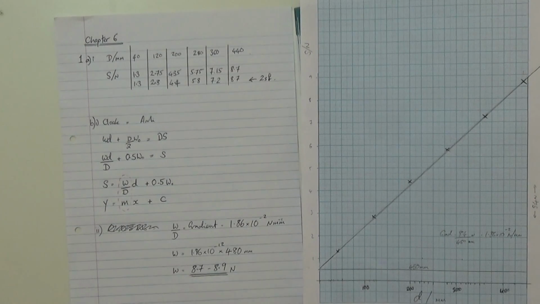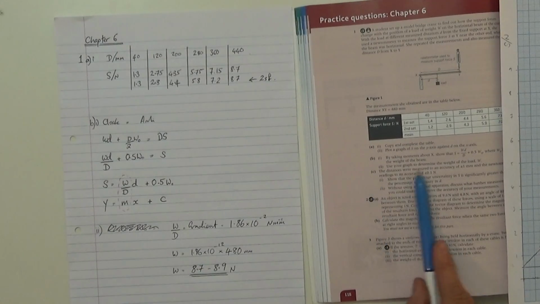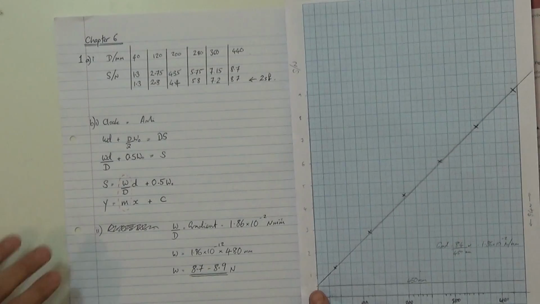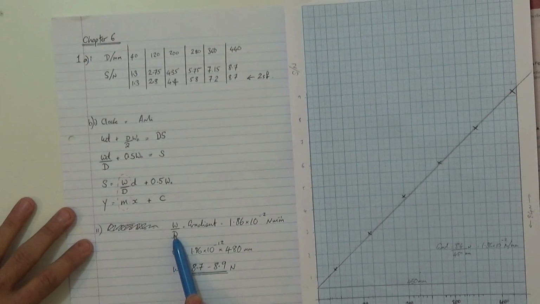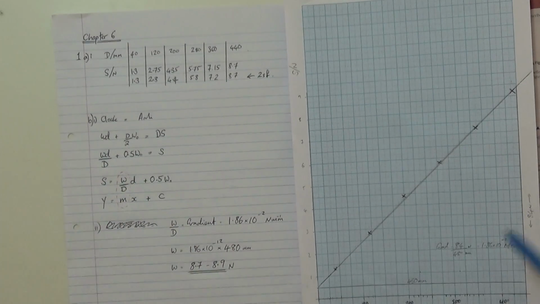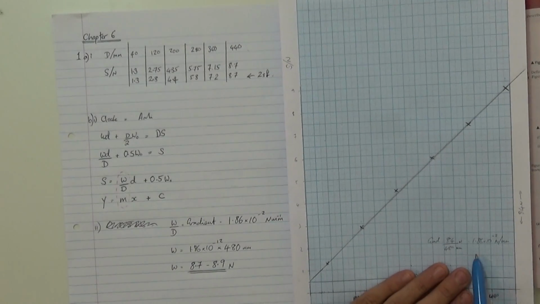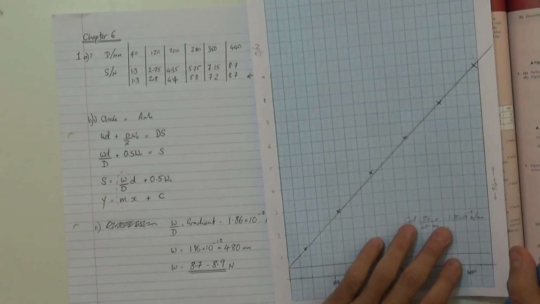Okie dokie. So part 2 says use your graph to determine the weight of the load W. That's what it's asking us to do here. So basically we know W over D is the gradient M. So you simply did a big gradient triangle, calculated the gradient. I got my gradient out to 1.86 times 10 to the minus 2.